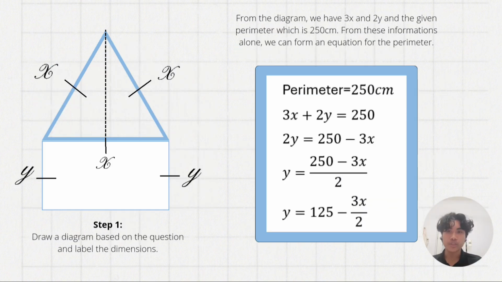First step, we need to draw a diagram based on the dimensions and label them. From the diagram, we have 3x and 2y and the given perimeter, which is 250 cm. So we put in the formula. We're going to have 3x plus 2y equals 250. Then we solve it, so we have y equals (250 minus 3x) over 2.